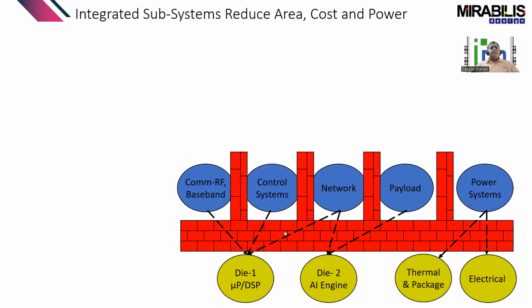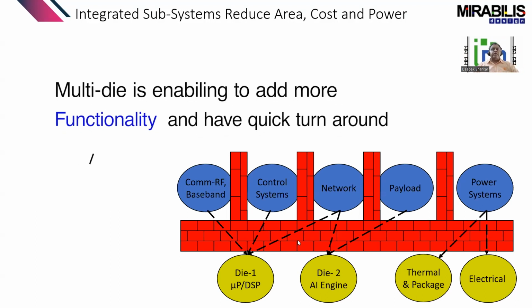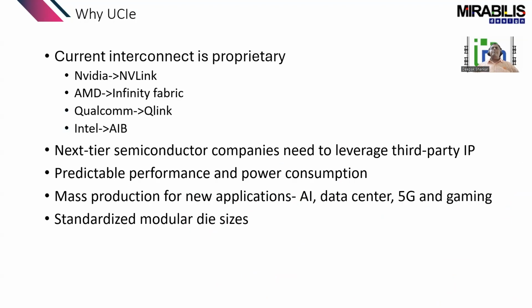So essentially, a board that might be about, say, 2 feet by 2 feet can now be collapsed into a small single chip. And this obviously reduces your cost, your structural area, your cooling effects, which means essentially an avionics system designer or a satellite or payload system designer could add more instruments, more functionality, more payloads into the application. So really what multi-die is doing is enabling you to add more functionality and have a quick turnaround.